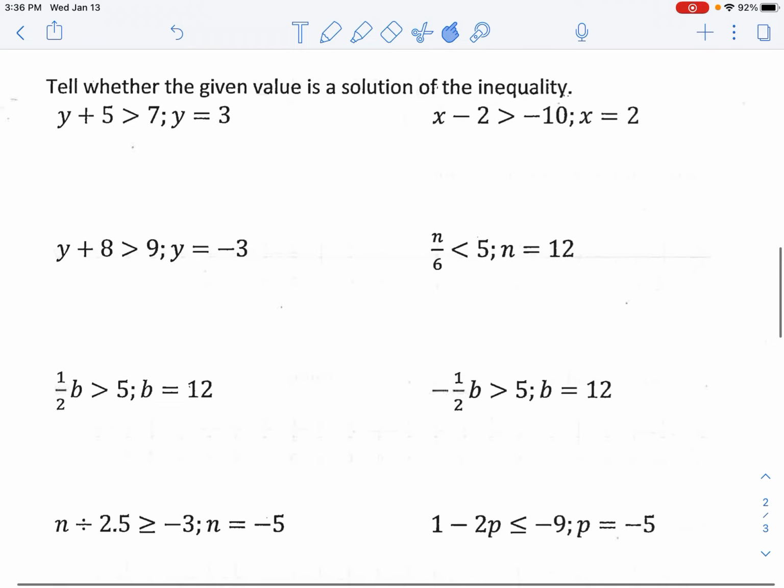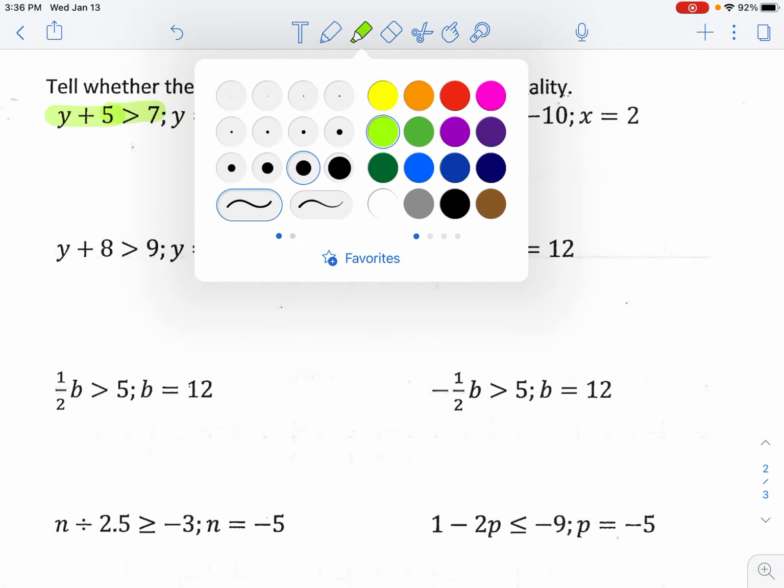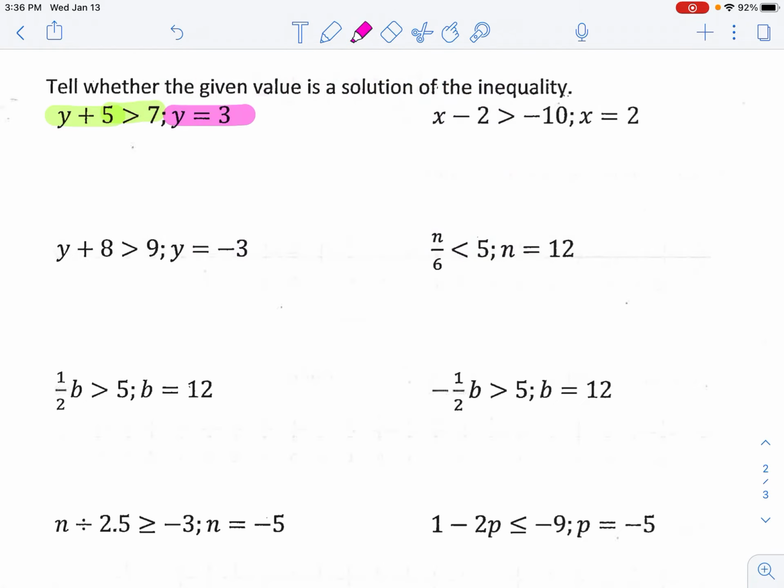All right, new concept. Tell whether the given value is a solution of the inequality. So first I'm looking at y plus 5 is greater than 7 if y equals 3. So you're going to substitute for your variable. If y equals 3, is it true that 3 plus 5 is greater than 7?